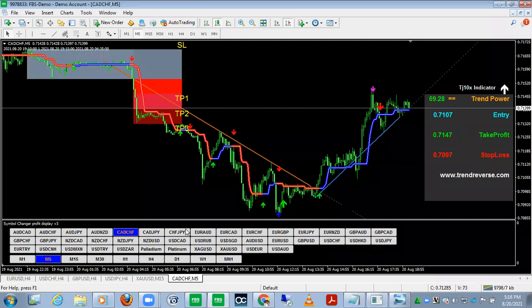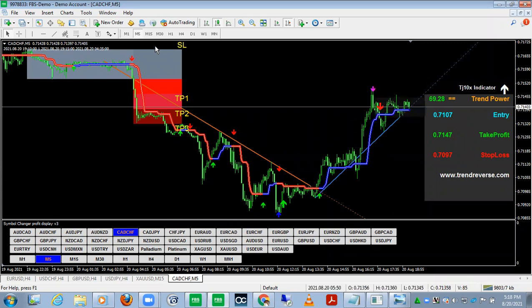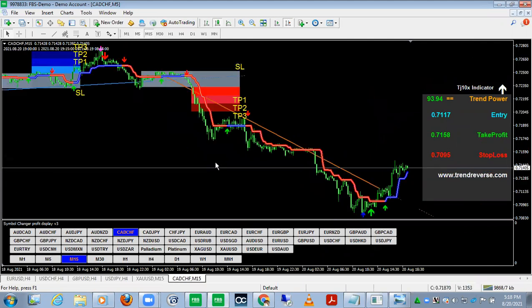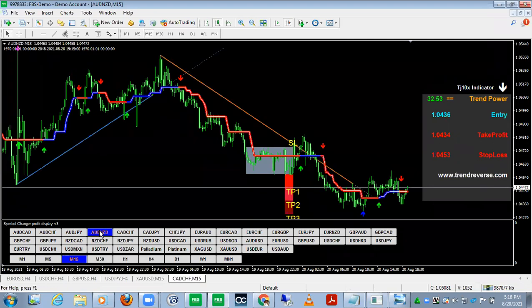Because at every point in time, look at this one now, for instance. We have one. Okay, this is 5 minutes. I don't want to use 5 minutes. Let me go to 15 minutes. Please always use 15 minutes to pick your trades. Please. It's very crucial. Always use 15 minutes to pick your trade.